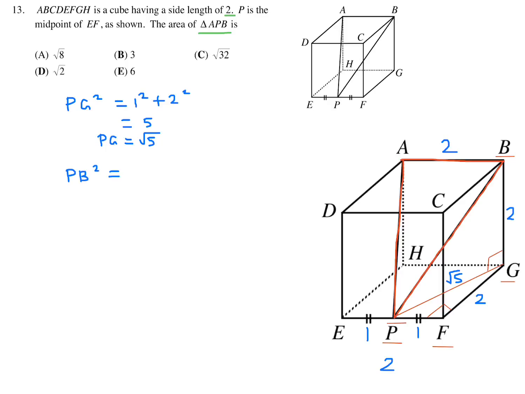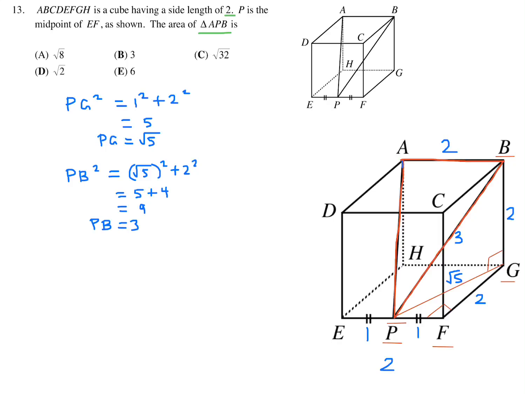So PB squared is root 5 squared plus 2 squared, which is 5 plus 4, which is 9, and therefore PB is equal to 3. So PB is 3, so put that in there. Great. Now we have 2 of the side lengths.